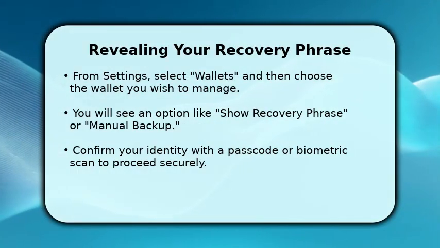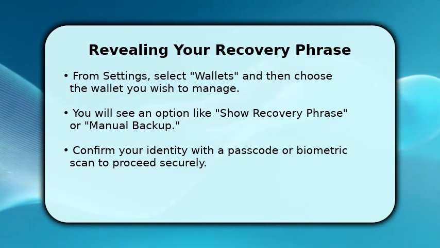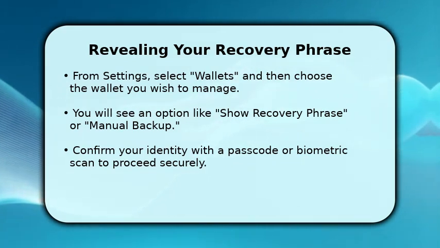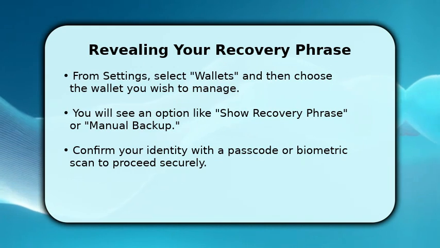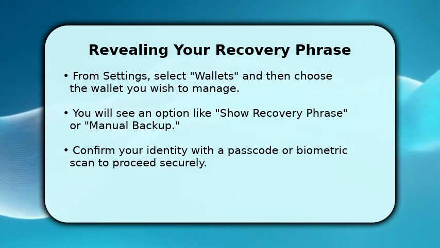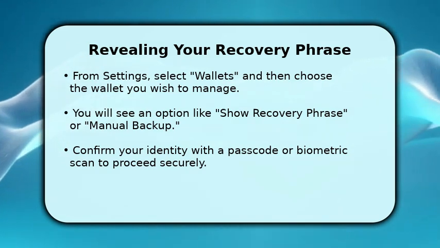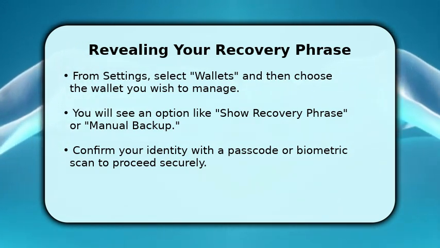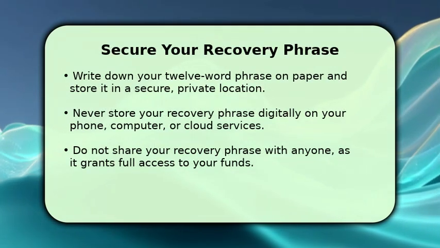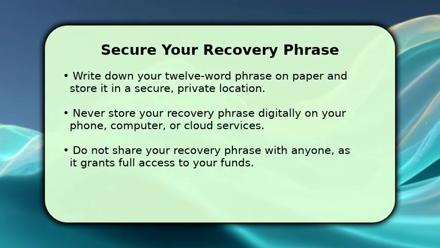Once in Settings, tap on Wallets. Here, you'll see a list of your active wallets. Select the specific wallet for which you need the recovery phrase. Next, look for an option such as Show Recovery Phrase or Manual Backup. The app will then prompt you to confirm your identity, perhaps with a passcode or a biometric scan, to ensure your security. After viewing your phrase, it is crucial to secure it immediately.